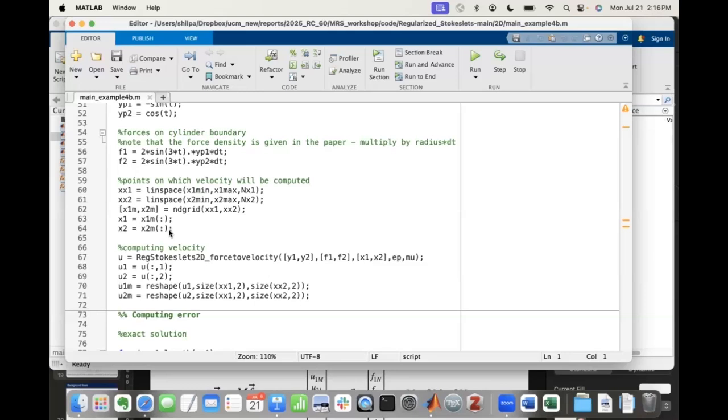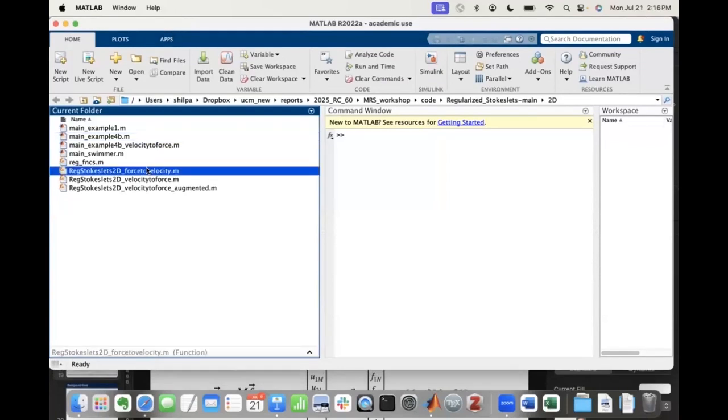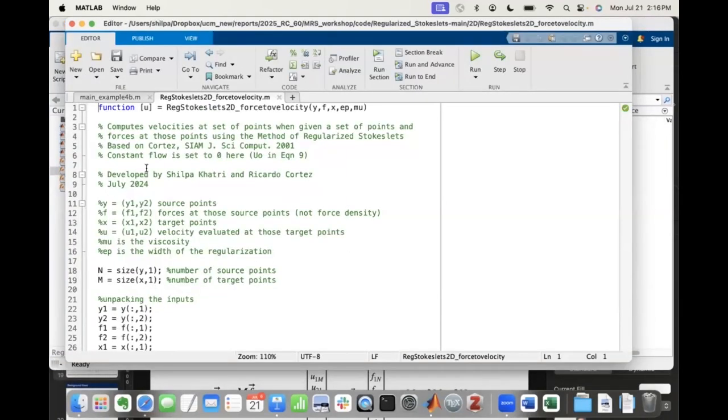And so if we go ahead and open that code, we're going from force to velocity here. So we can see what we've done. You can see that the Y are where my forces are located. F is the forces, X is the target points, or where I'm solving for the solution, and U is the velocity at that solution. Mu is the viscosity and epsilon is the width of the regularization. And I try to keep the notation somewhat consistent with the slides.